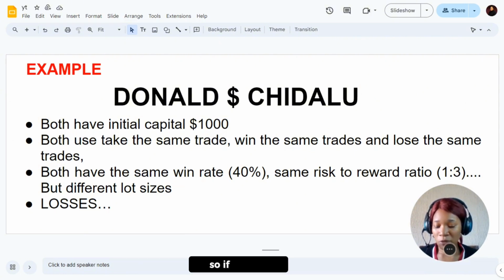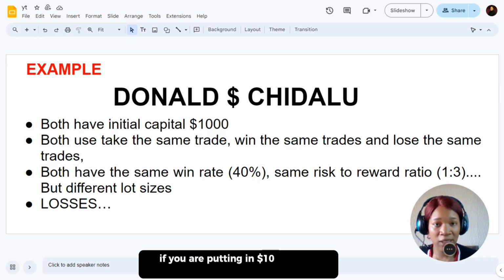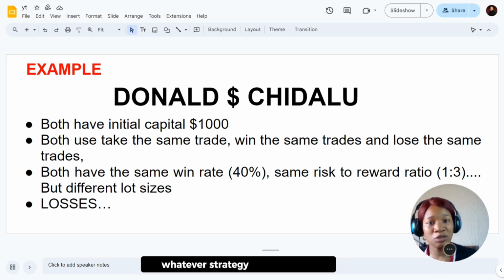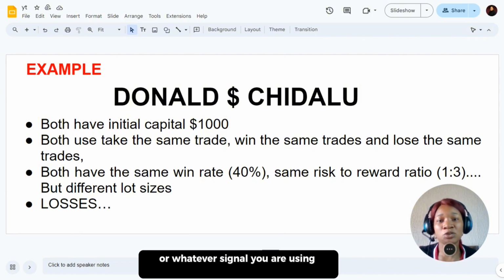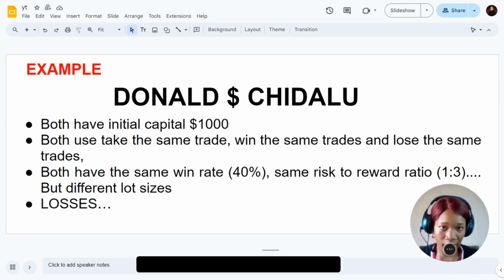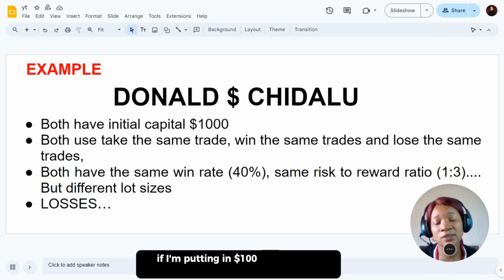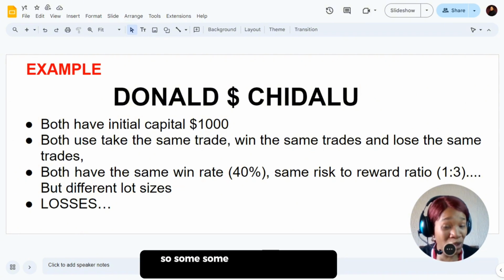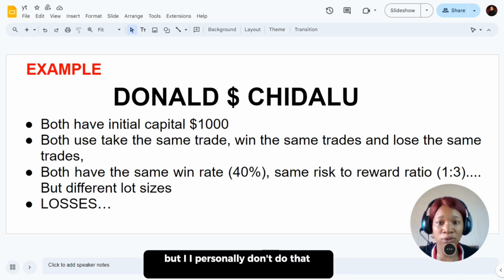So if you are putting $10 into the market, whatever strategy or signal you are using should be able to potentially give you a 200% ROI. What I mean is, if I'm putting in $100, I want to be making $300 back. Some traders go as low as $200 back, but I personally don't do that.